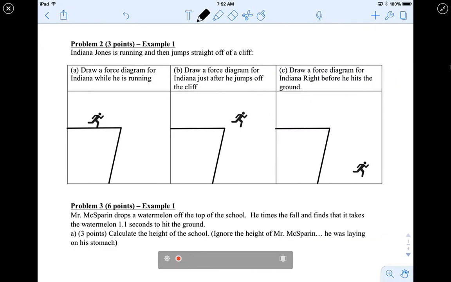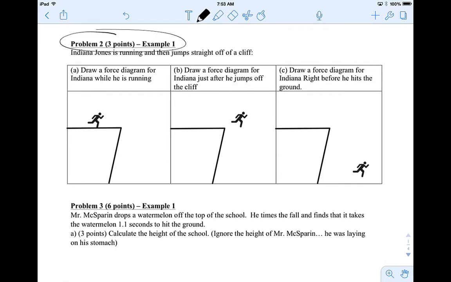All right, hey guys. So this is going to be the video answer key for page one of your second day of the review. So you're looking for problem two, example one.